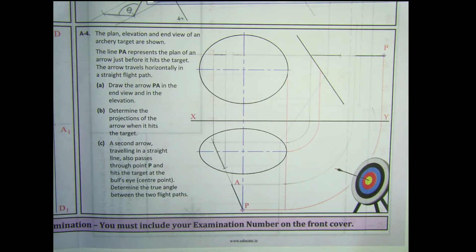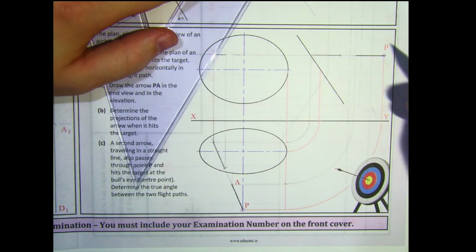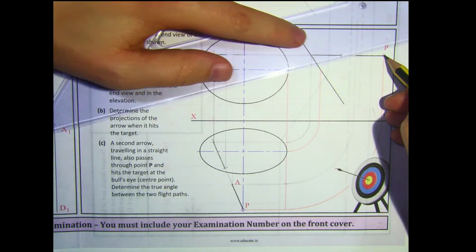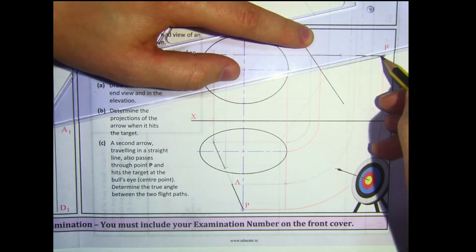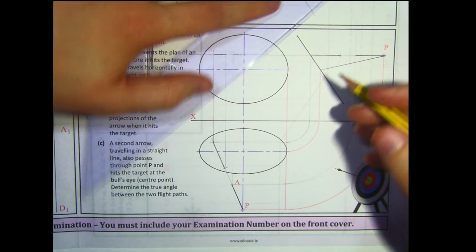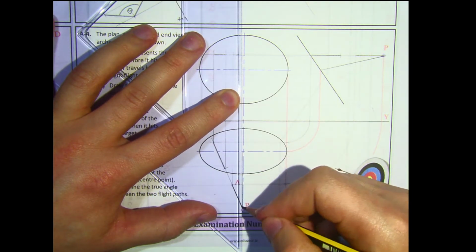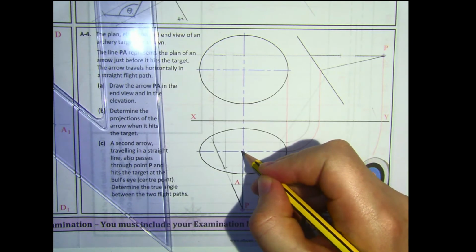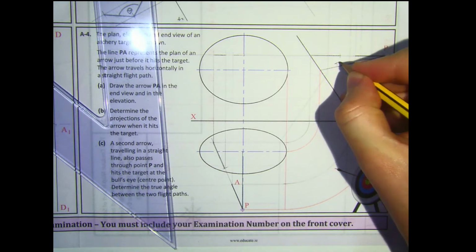Part C, a second arrow travelling in a straight line also passes through point P and hits the target at the bullseye, so through the center point. Determine the true angle between the two flight paths. So what we're going to do is, in the end view, we're going to do this first, joining point P to the center point, the bullseye. That gives us this line here. In plan, this is the flight path of this arrow now, that's going to be here, traveling until it hits the center point. As we're looking perpendicular to this in our end view, this line here is a true length.